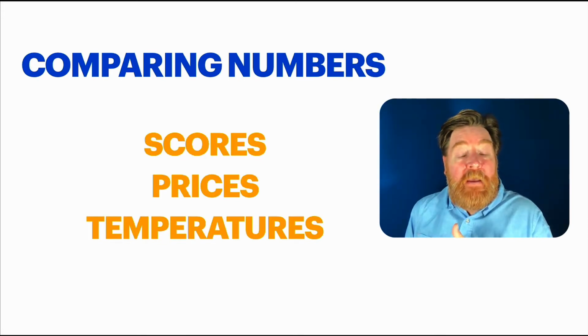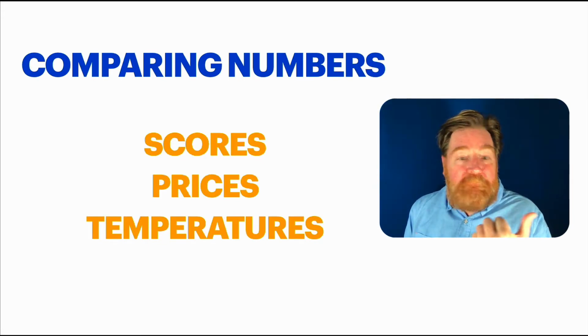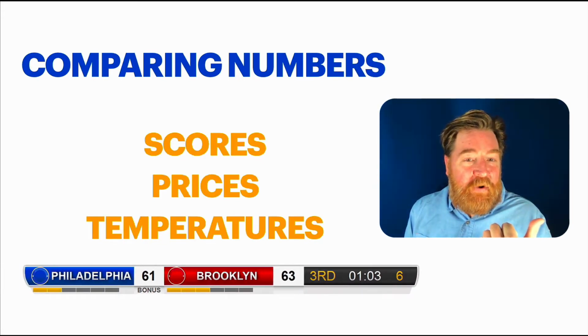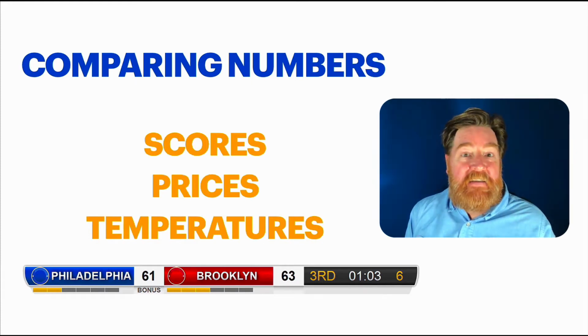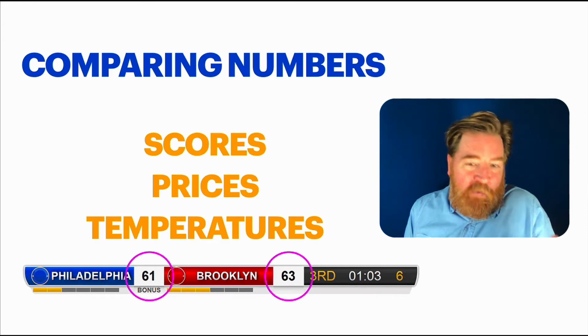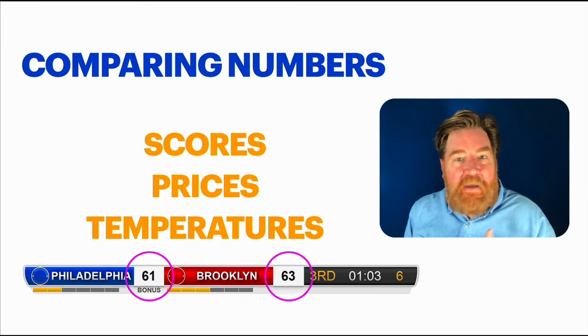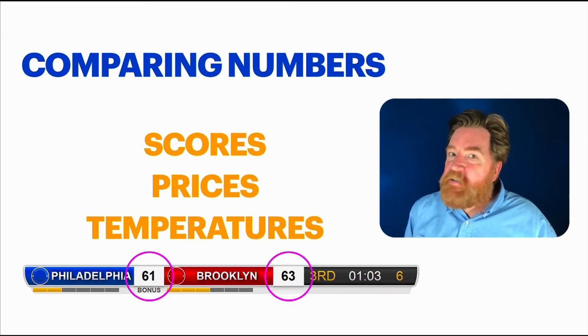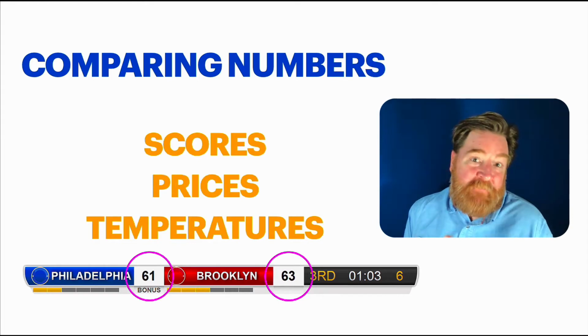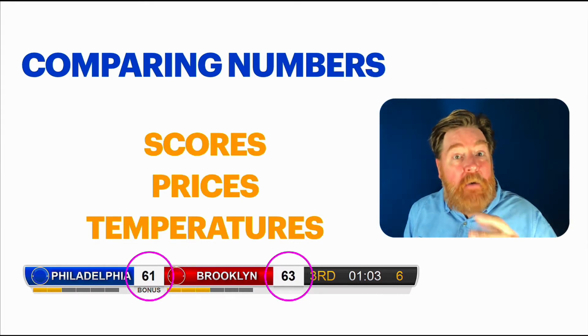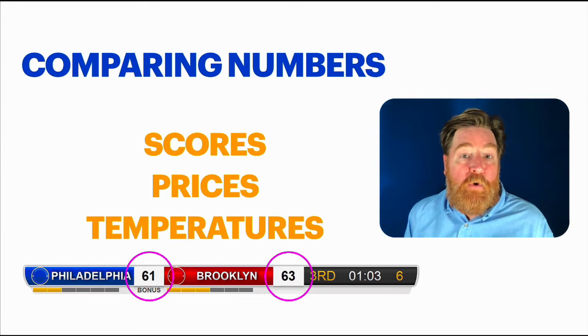If you look, there's a basketball scoreboard there. If you look at the scores, Philadelphia had 61, Brooklyn had 63. So we know who won. In this basketball game, 63 is more than 61, so Brooklyn won. Comparing numbers is really super important.